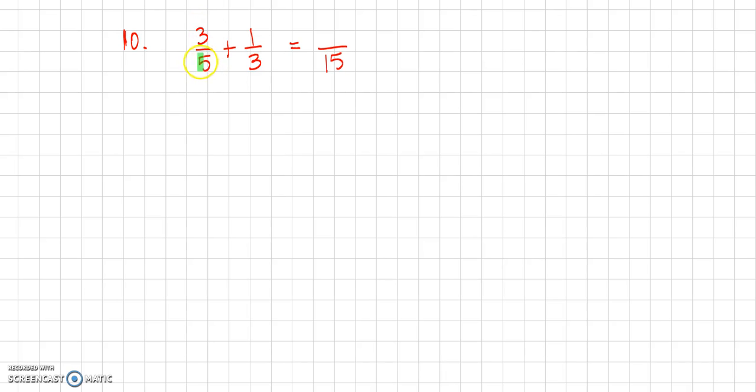So I have to multiply 5 by 3 to get 15. So I'm going to multiply by 3. So that's 9/15. Then I can multiply that by 5, and that's 5/15. So when I add those together, I get 14/15, which is E.